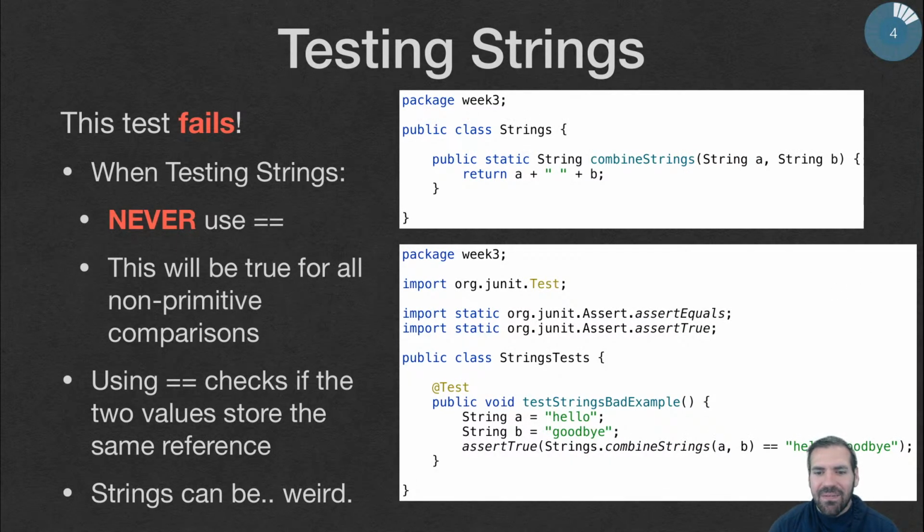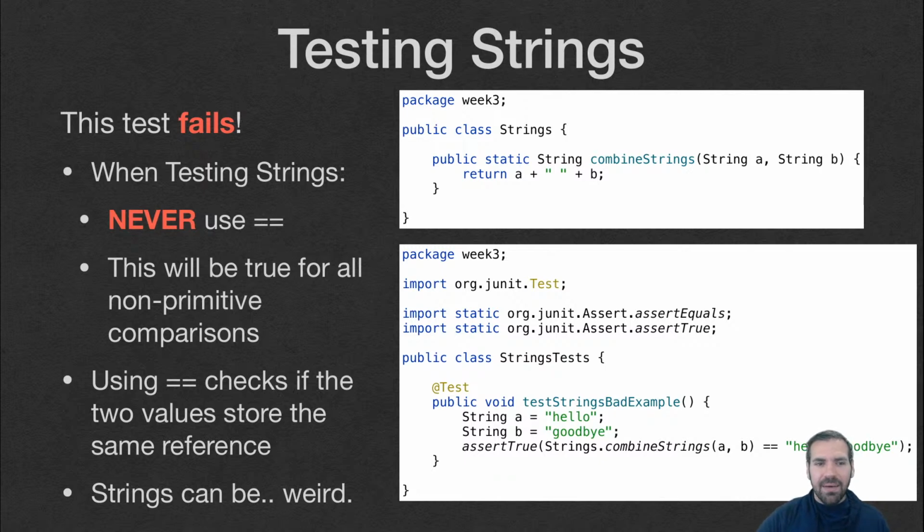This test failed. This failed, but why? And the TLDR of this is never ever use equal equal when you're comparing two strings. That's the big takeaway with this. Spoilers, it's going to be the same takeaway with doubles. Never use equal equal to compare two strings for equality. Never use equal equal to compare two doubles for equality.